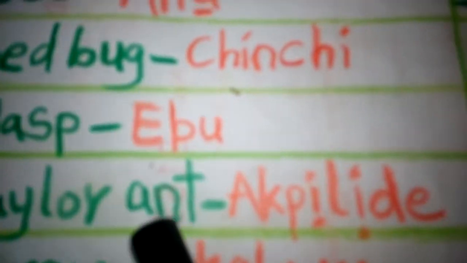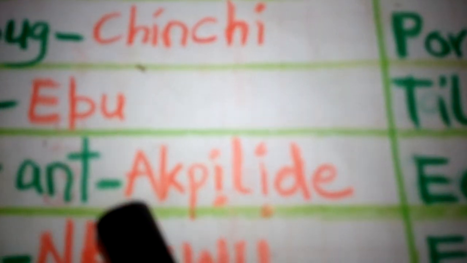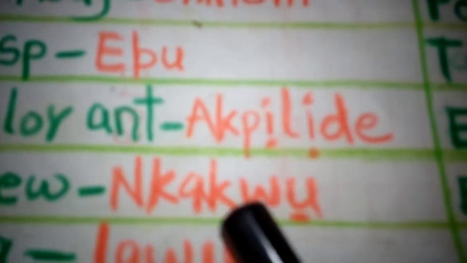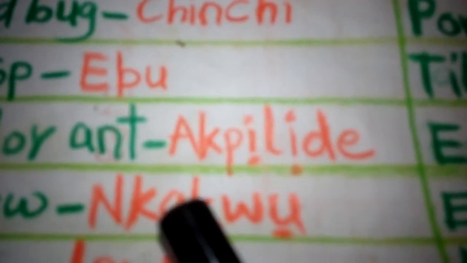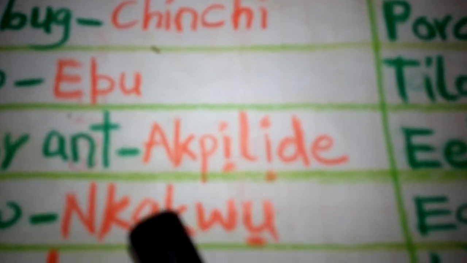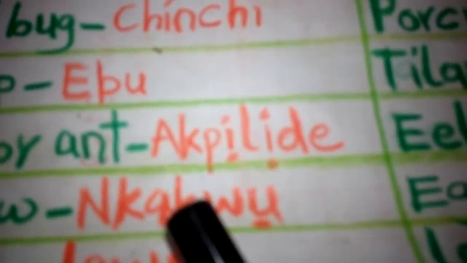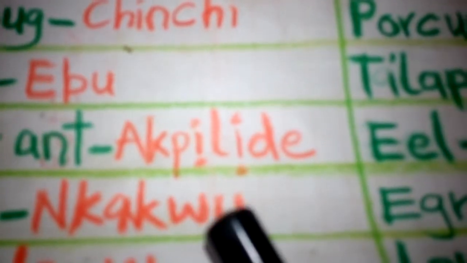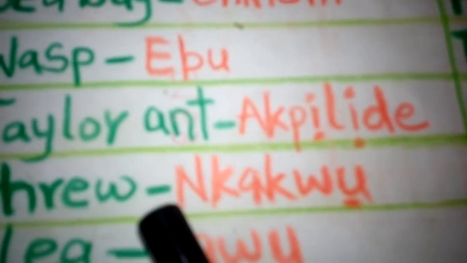ant, tailor ant. This is a kind of an ant. Abilide. Shuru, shuru. Nkaku is like a rat, okay? But it has a smell. When it passes, you will know that there's a pungent smell, okay? One kind of a pungent smell like that. So if nkaku is in your house, you will know. But normally, nkaku doesn't stay in the house. It's the rat that normally stays inside the house. So when it's in your house, you will know.